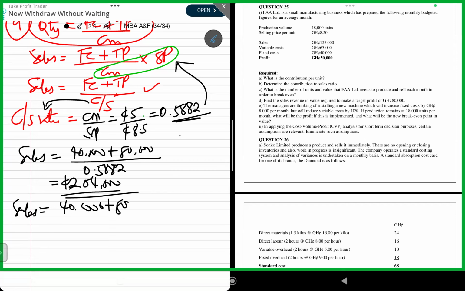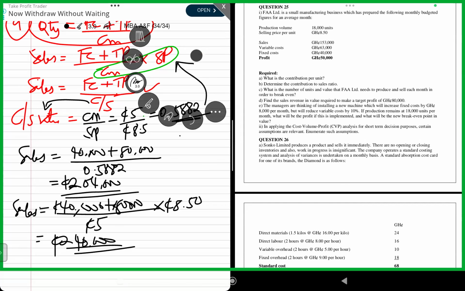plus 80,000 divided by contribution margin, which is what? 5 cedis. All these things are in cedis. Times the selling price of what? 8.5 cedis. What do you have? Same thing. Whichever one, you'll be okay. That's the sales value. You are done. 204,000.